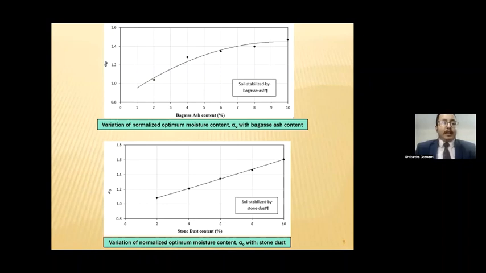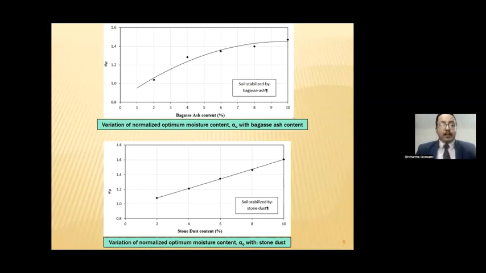In this slide, the variation of normalized optimum moisture content, alpha 0, with increasing bagasse content has been shown. As the bagasse content increased from 2% to 10%, the parameter alpha 0 was found to increase in the range of 1.12 to 1.47. The pattern of variation is curvilinear with descending slope and a stabilizing trend at the bagasse content of 10%.